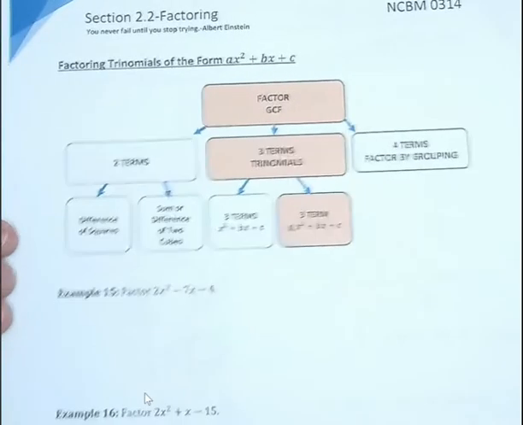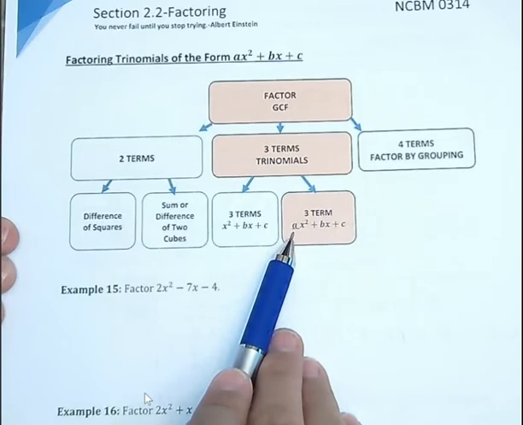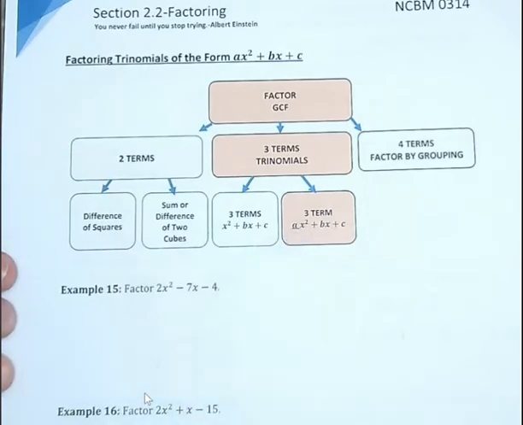Now let's look at what happens if we have a coefficient other than 1. So if we have a 2, a 3, a decimal, anything other than 1. So to do that, we're going to be combining a method that we looked at in the previous video, factoring by grouping. Okay.